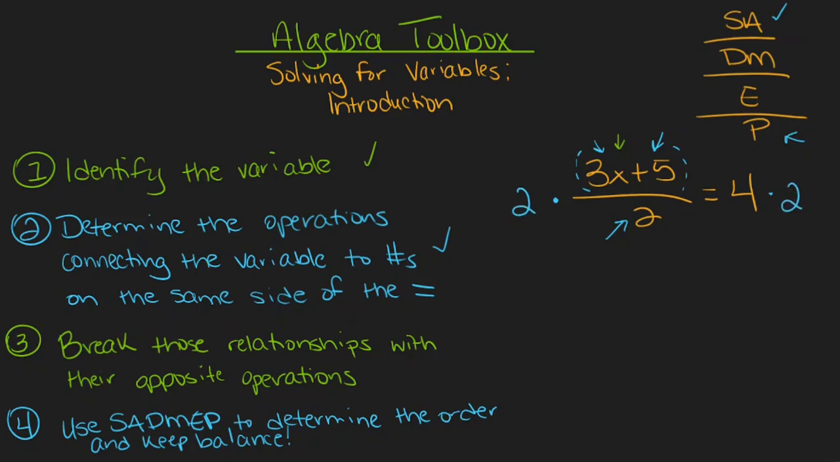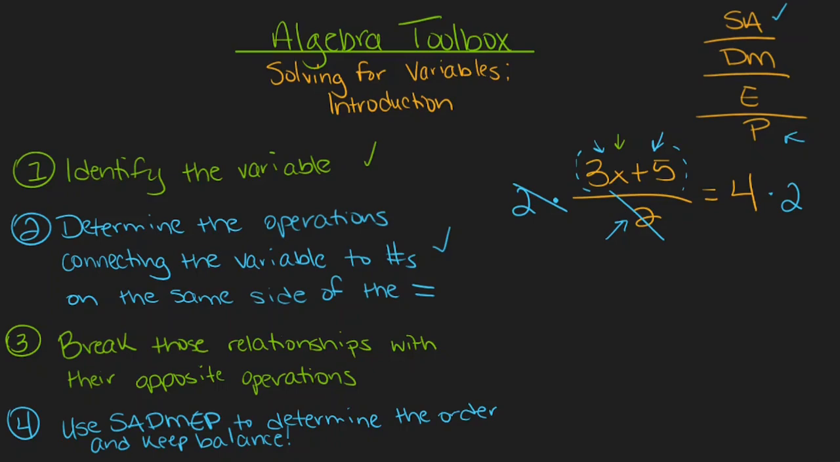Because I've multiplied by 2 on the left side, multiplying by 2 cancels out dividing by 2, because 2 over 2, or 2 divided by 2, is just 1, and any value multiplied by 1 is unchanged. So what we've done is turned that dividing by 2 into multiplying by 1, and that's not going to impact the value of 3x plus 5.